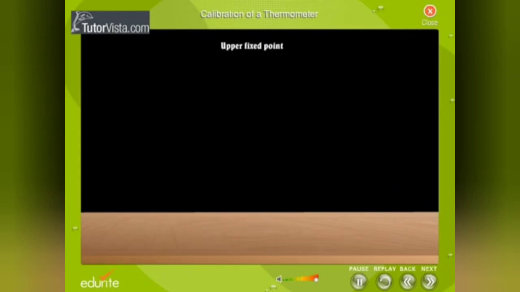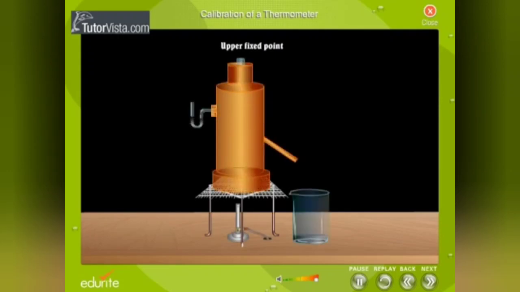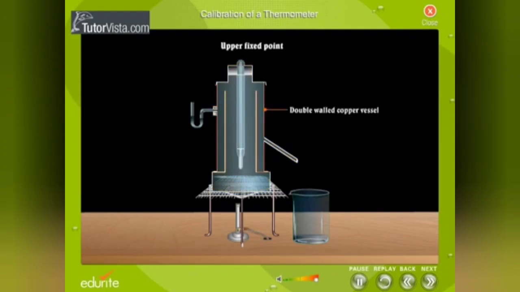Now let us see how the upper fixed point is marked on the stem. The apparatus used to mark the upper fixed point is known as the hypsometer. Hypsometer is a double-walled copper vessel having two side tubes, one for the steam to escape and the other for a manometer. The manometer indicates the difference in the pressure inside the chamber and the atmosphere. The thermometer to be calibrated is inserted inside the hypsometer through the cork at the top such that the bulb of the thermometer remains above the surface of the water in it.